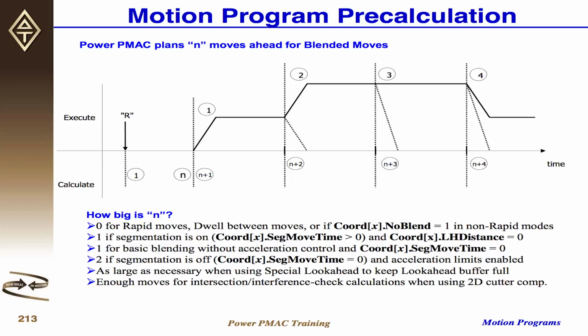If you're using segmentation time and not using special look ahead, it'll look ahead 1 move. If you're using blending without acceleration control and no segmentation time, it will also look ahead 1 move. If you're not using segmentation time and you are using acceleration limits, it will look ahead 2 moves. If you're using special look ahead, it will look ahead as many moves as you specify. And if you're using cutter compensation, it will look ahead enough moves required to prevent interference between axes.